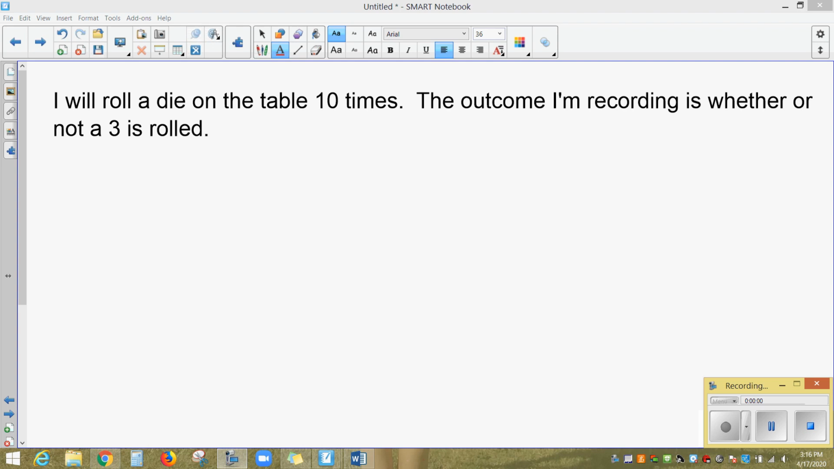Let's look at some more examples of binomial probabilities. I'm going to take a die and roll it out on the table and write down what I roll. I'm going to do that 10 different times. The outcome I'm recording is whether or not I roll a 3.